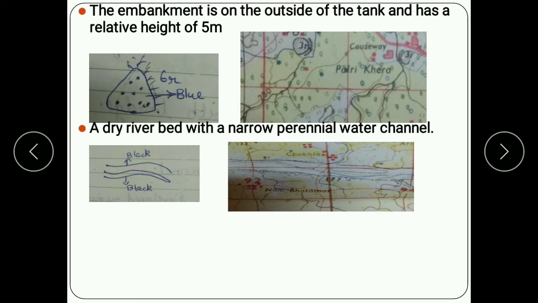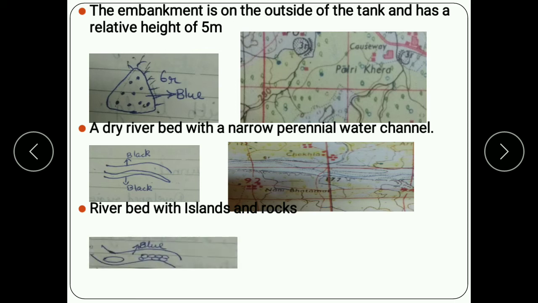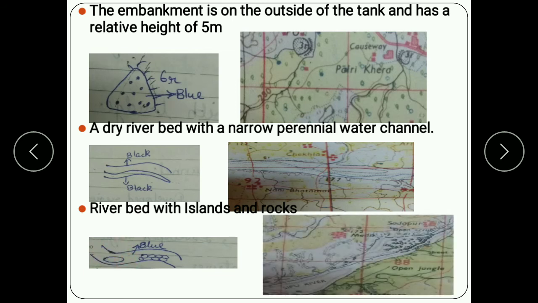Next, river bed with islands and rocks. In some of the rivers in the topographical maps, you will find that there is an island structure made over here. The island is also there, and inside that island some pebbles or rocks are also shown. So that means this is a river bed with islands and rocks.